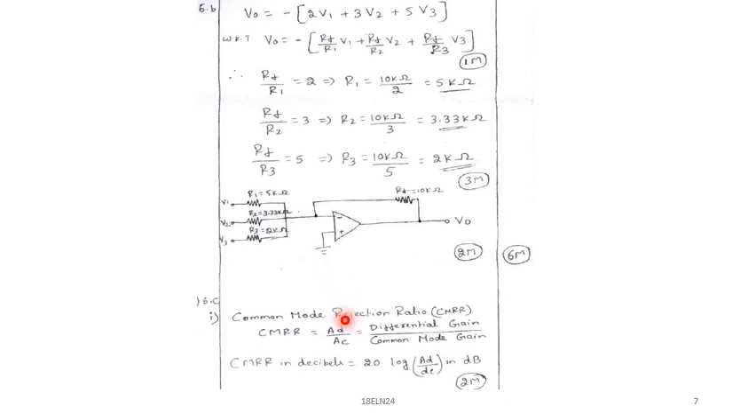6C, common mode rejection ratio. The 4 parameters they ask are the common mode rejection ratio, slew rate, input bias current, and the last one is power supply rejection ratio. Each carries 2 marks here. Write down the definition for CMRR. Write down the equation: CMRR is given by differential gain by common mode gain. I can mention this gain in terms of dB also, 20 log AD by AC in dB. So this is 2 marks.